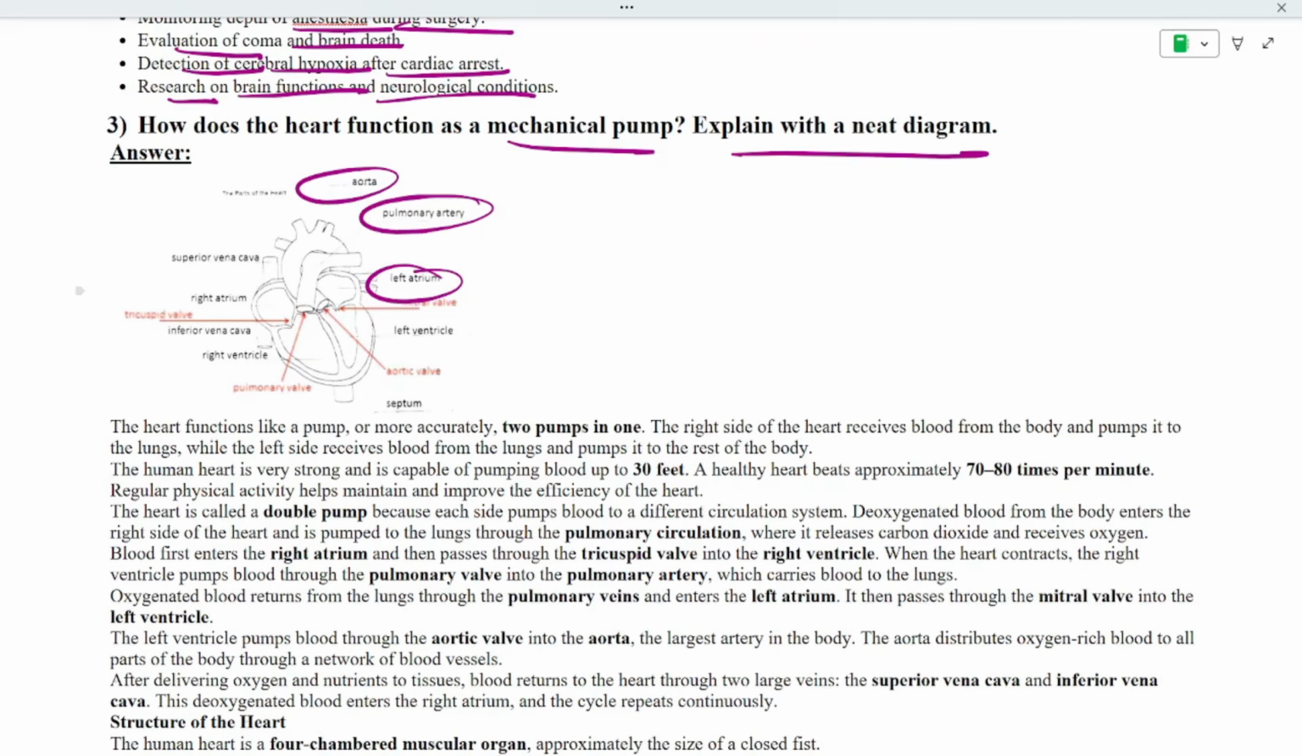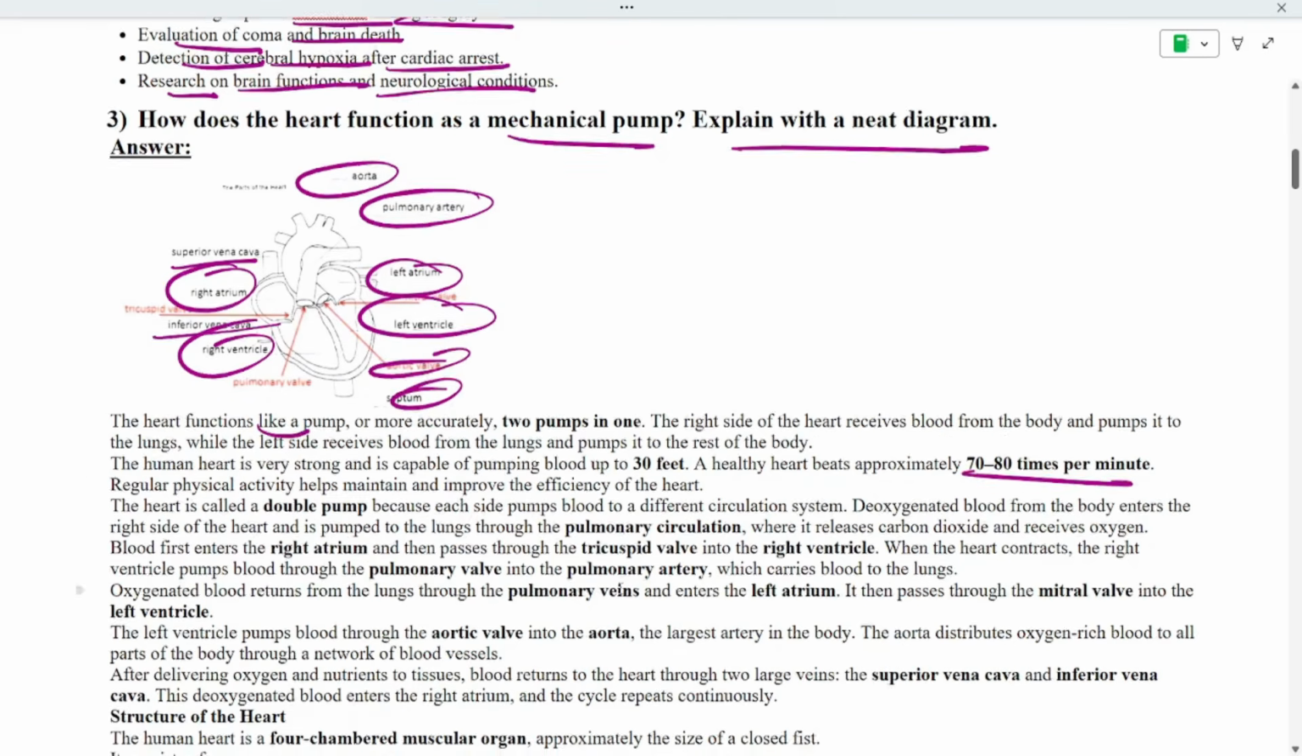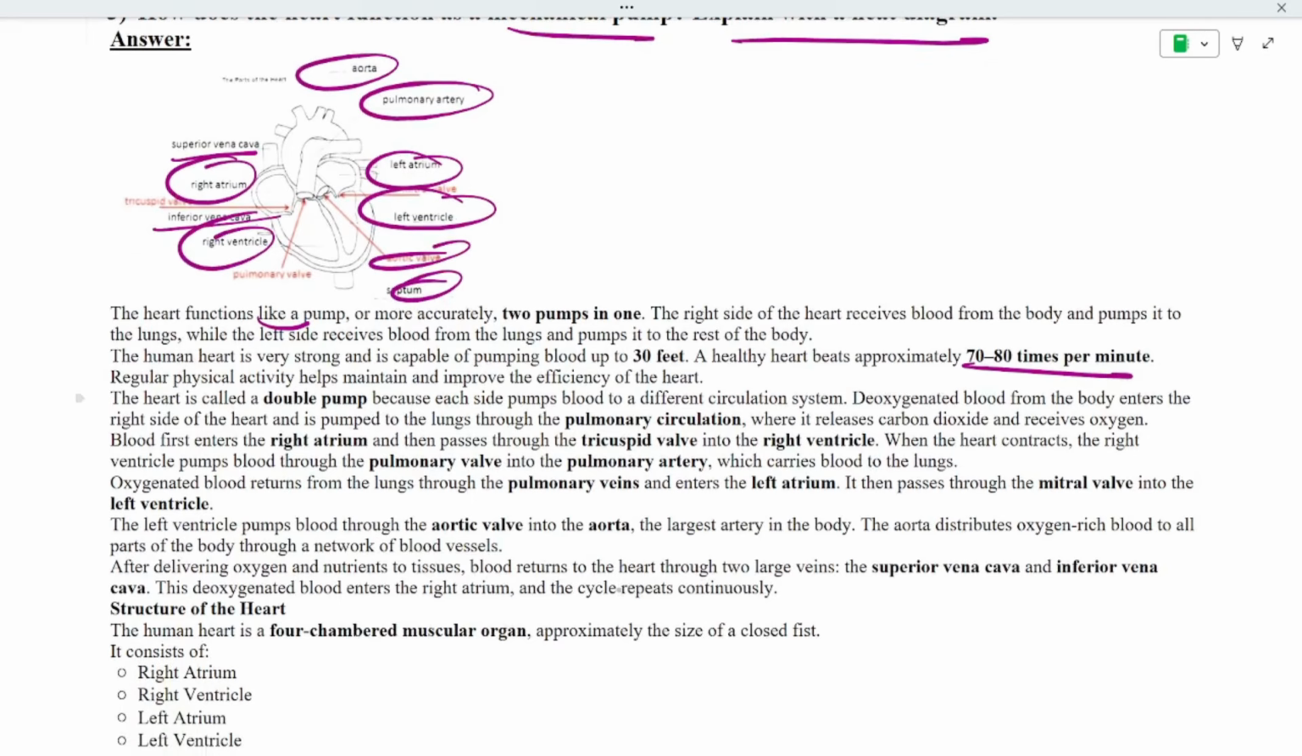Pulmonary artery, left atrium, left ventricle. Right atrium and right ventricle will be present. Inferior and superior vena cava will be present, and valve septum will be present. You can see how it functions like a pump. More accurately, there are two pumps, and per minute it beats 70 to 80 times. If it is normal, then it will be a double pump.